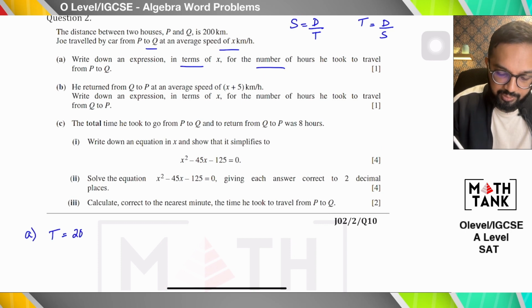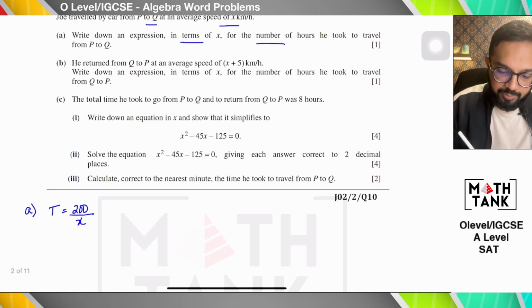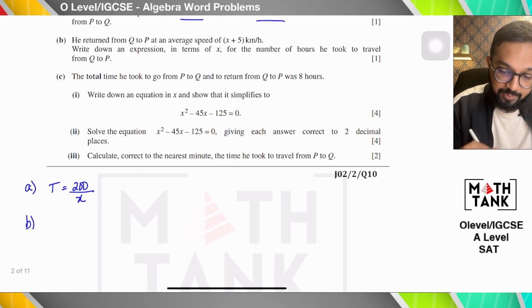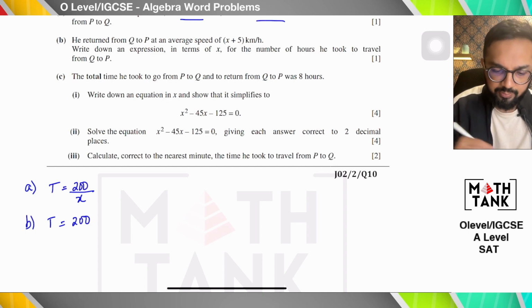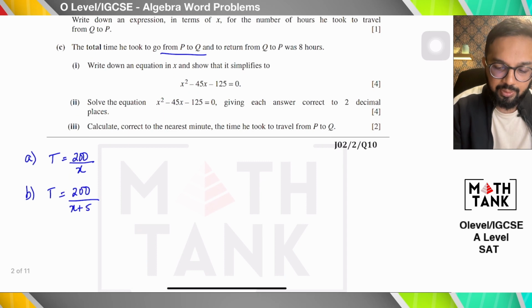So time is equal to distance over speed. So 200 over x. Okay, he returned from Q to P at an average speed of x plus 5. Write down an expression in terms of x for the number of hours he took to travel. So again, the distance remains the same because he is traveling back from his destination. So 200 over (x plus 5). The total time he took to go from P to Q and to return from Q to P was 8 hours. So can I say that this time plus this time would be 8, and it says write down an equation in x and show that it simplifies. Okay, so I know that that's simple.